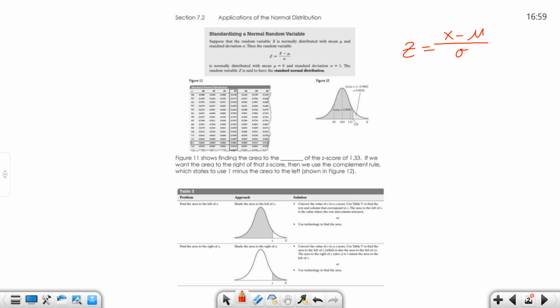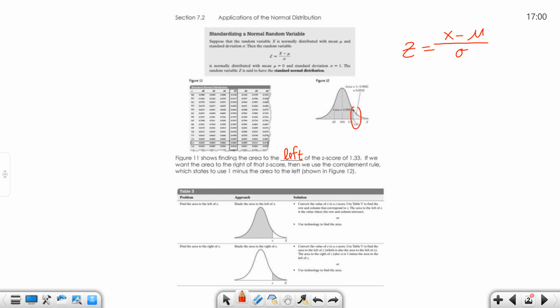All right, so figure 11 is here, and why do we look at figure 11? Because figure 11 shows the area to the left of the z-score. And it says of the z-score 1.33. So how on earth do I find that z-score?